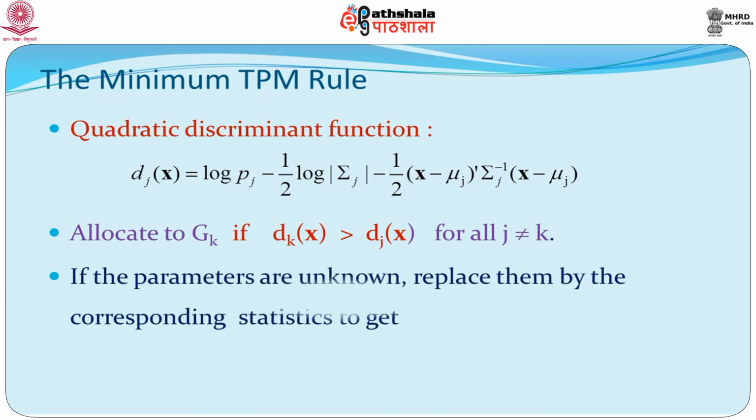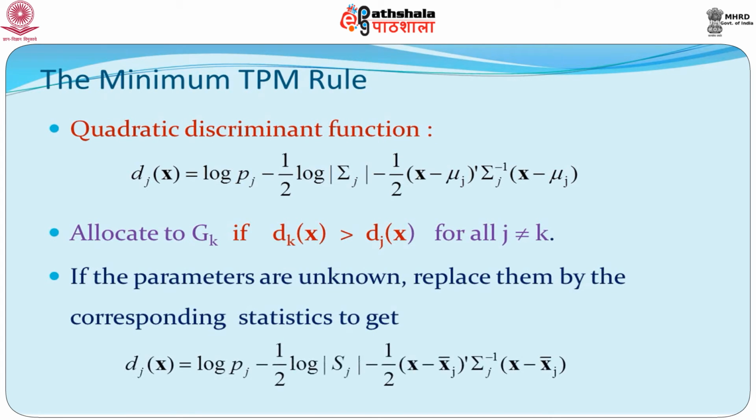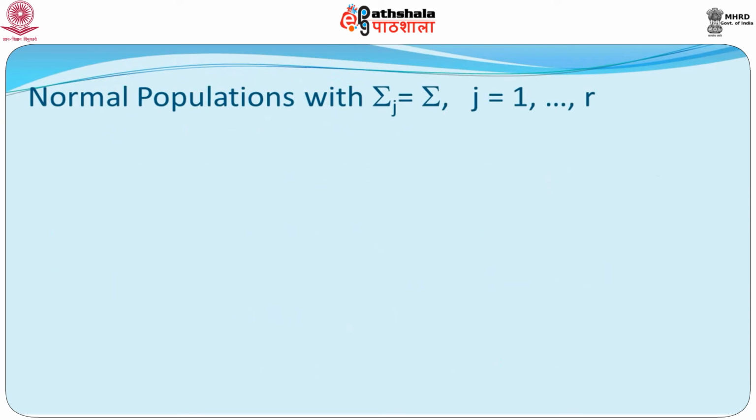If the parameters are unknown, we replace them by the corresponding statistic to get the dj(x) function, the same function replaced by the corresponding sample mean and the sample variance covariance matrix. Now, let us take a very special case of normal populations when the variances are all same, that is sigma j is equal to sigma for all j equal to 1 to r.